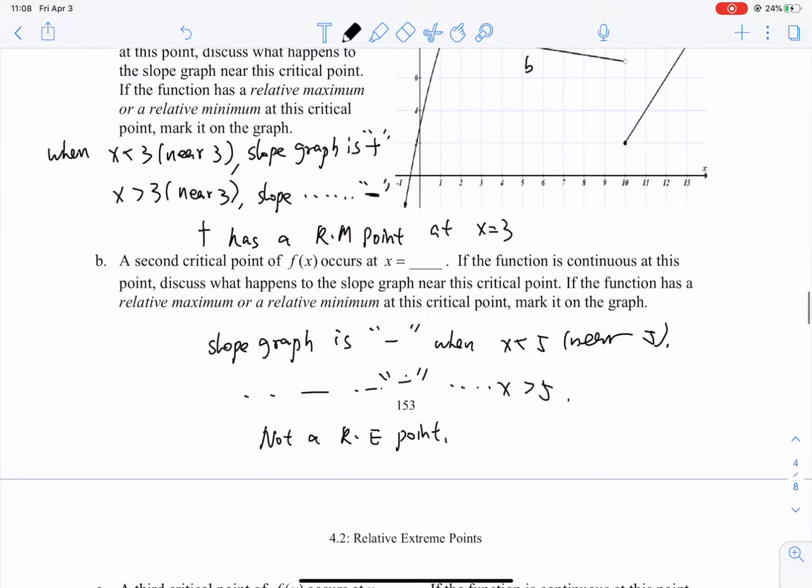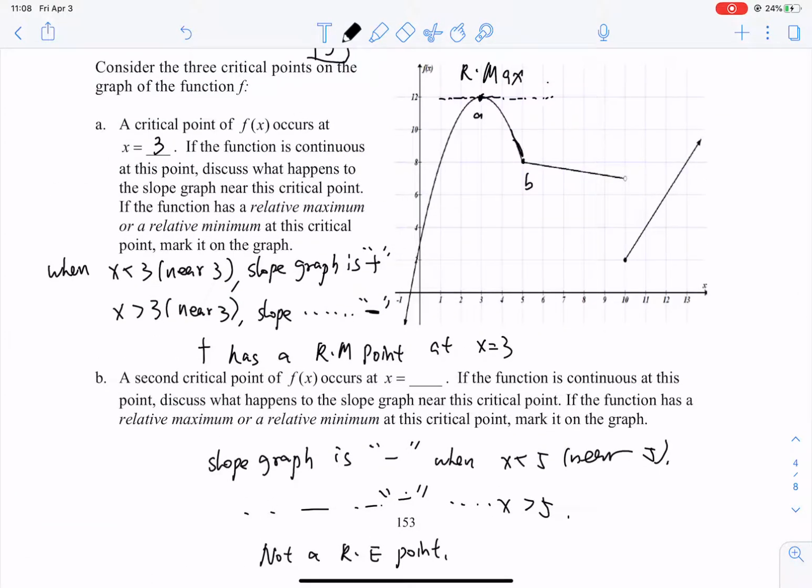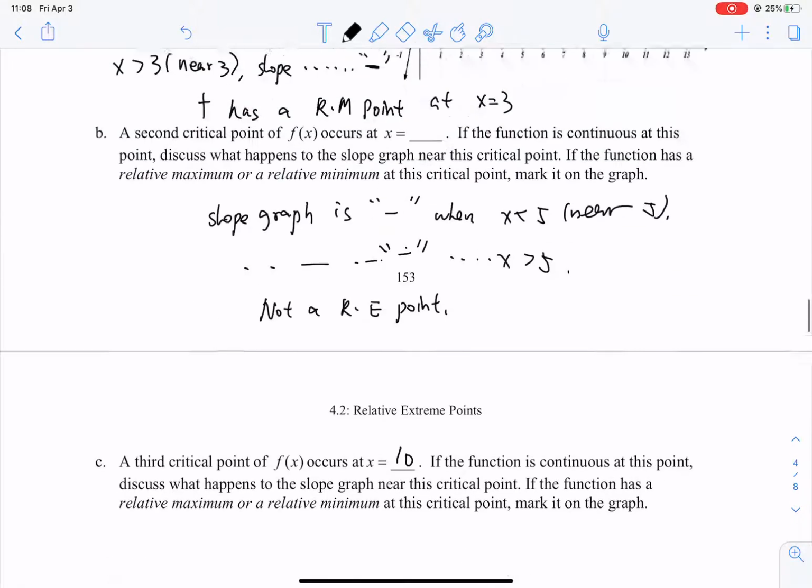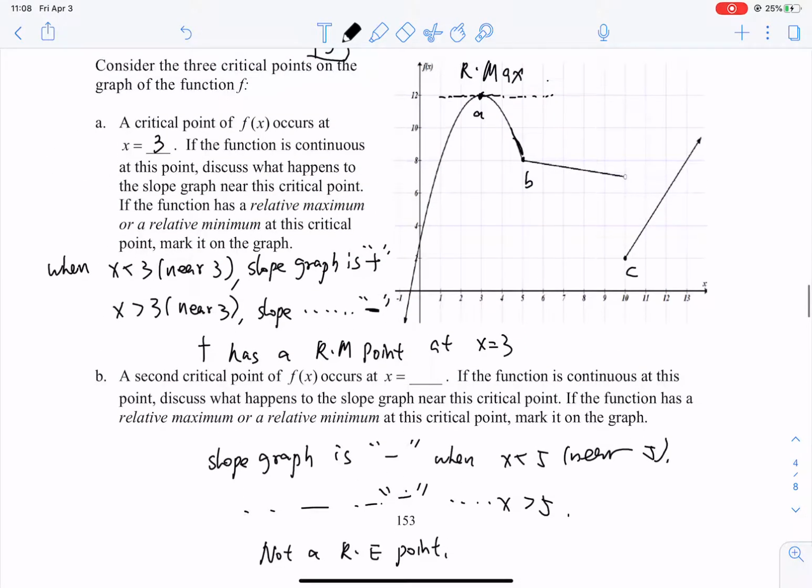And then the third critical point. This is the first critical point A, the second critical point, and this is the third critical point C, because the derivative does not exist. The function exists, but the derivative does not exist. And this is point 10. So we know this is a critical point.